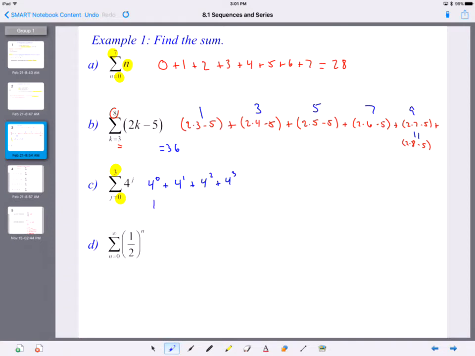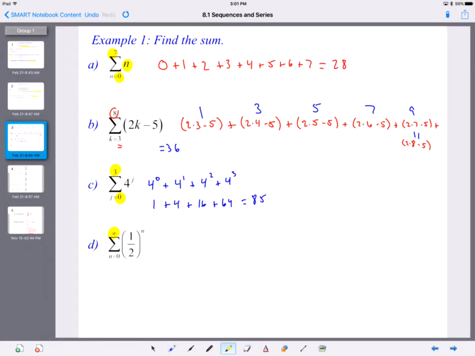So 4 to the 0 is 1. So it'll be 1 plus 4 plus 16 plus 64. And then that will add up to 85. And then you have your last one. Now the last one, pay attention to the last one, because the last one actually goes to infinity.